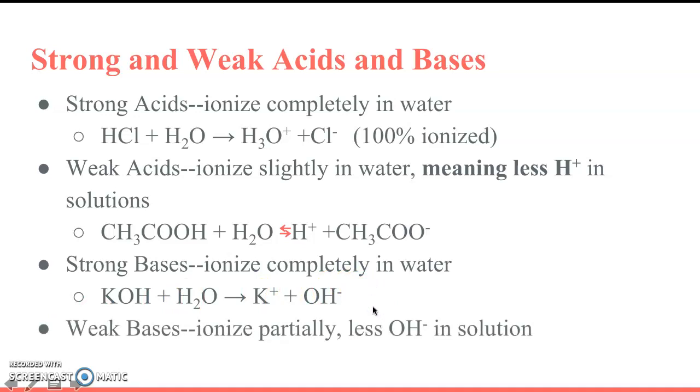Weak bases, same concept as weak acids. They're only going to ionize partially. This means we have less hydroxide ion in solution. And here is a representation of that. We have ammonia added to water. It continually breaks down into ammonium ion and hydroxide ion, and then is reforming NH3. Basically, with these arrows, we can read this equation frontwards and backwards.